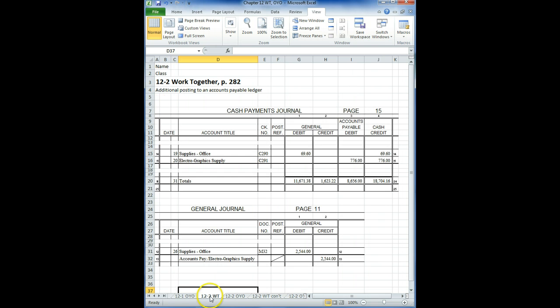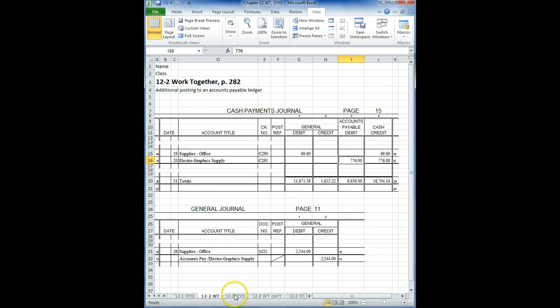So let's see what number 3 says it wants us to do. There are three parts to this problem. Post the accounts payable debit entry on line 15 of the Cash Payments Journal to the accounts payable account for electrographic supply. Here's line 15. So everything we need to know, the date, right? It was the 20th of the month. I'm assuming we're still in October based on 12-1. Our reference is going to be our Cash Payments Journal, page 15, and it's a debit to accounts payable for $776. That tells me that we were paying off some of what we owe electrographic supply.